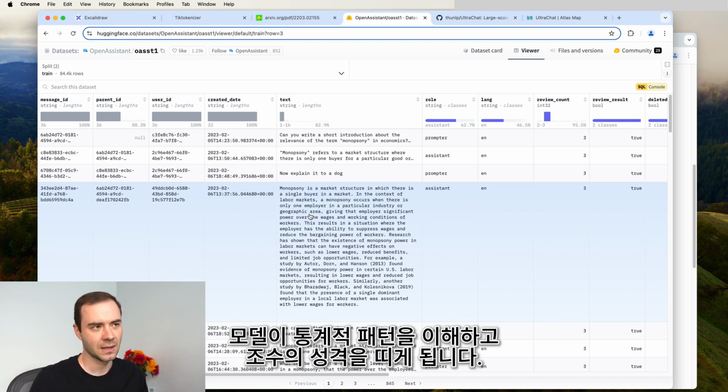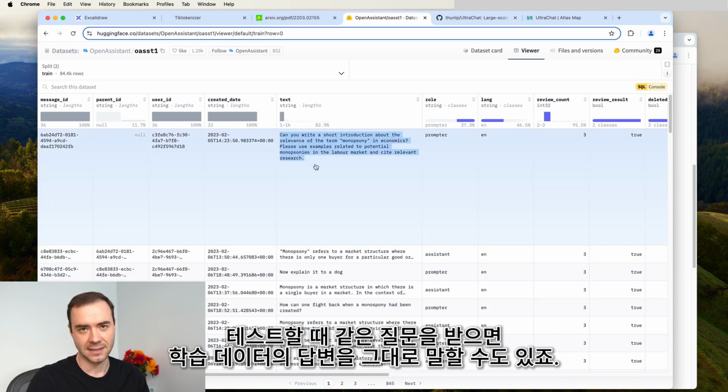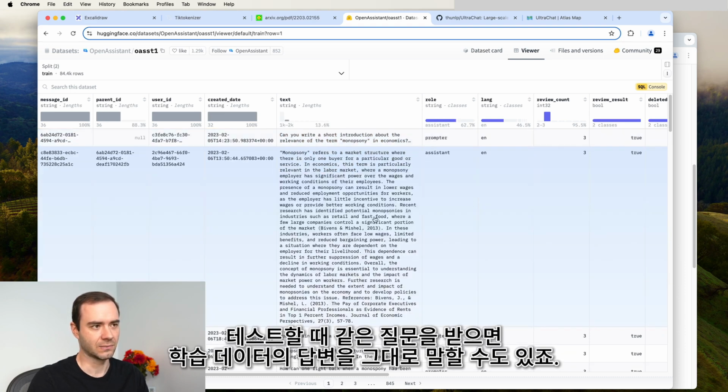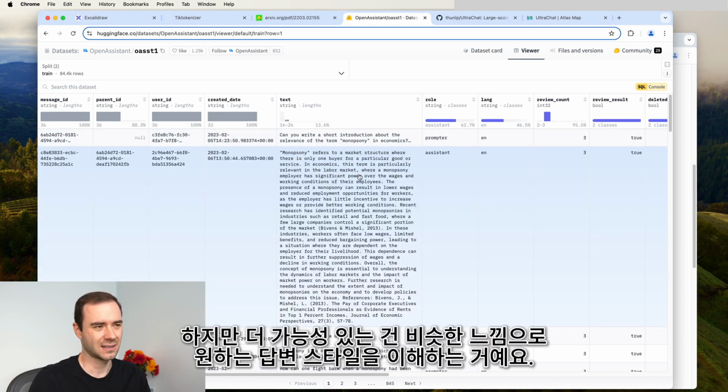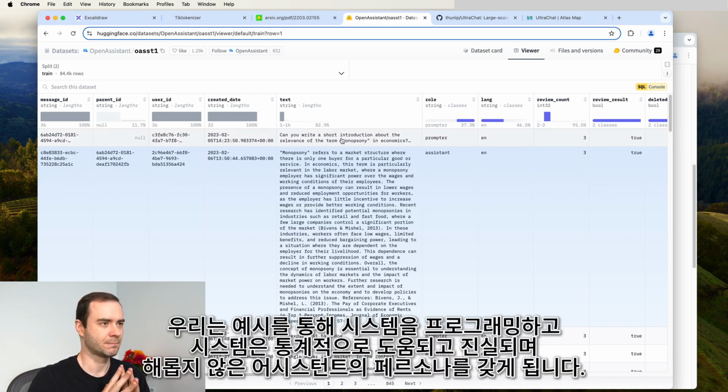of this assistant. Now, it's possible that when you get the exact same question like this at test time, the answer will be recited as exactly what was in the training set. But more likely than that is that the model will kind of do something of a similar vibe. And it will understand that this is the kind of answer that you want. So that's what we're doing. We're programming the system by example, and the system adopts statistically this persona of this helpful, truthful, harmless assistant, which is kind of reflected in the labeling instructions that the company creates.